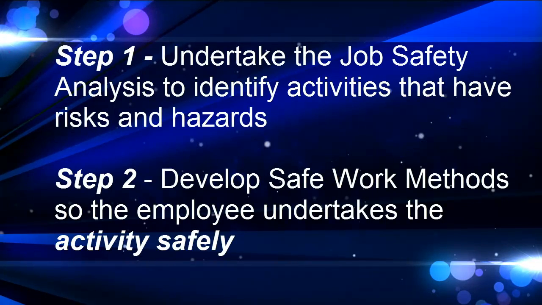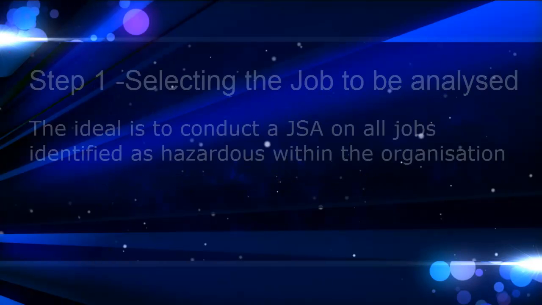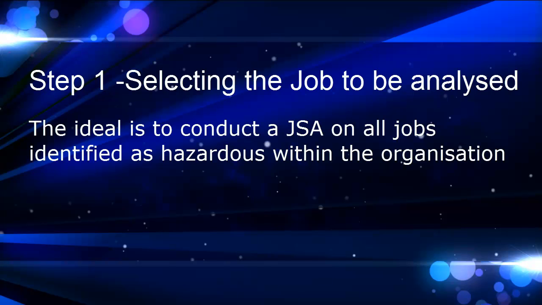So, undertake the job safety analysis to identify the activities that have risks and hazards relating to them. Then develop the safe work methods in the online OHS system for these activities so the employee performs them safely. To undertake this job safety analysis, you will need to follow these 5 steps. 1. Selecting the job to be analysed. The ideal is to conduct a job safety analysis on all jobs identified as hazardous within the organisation.